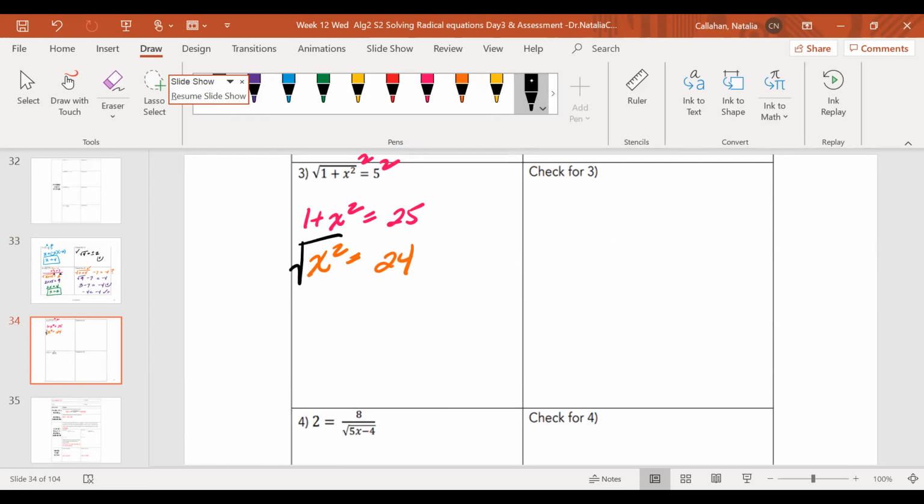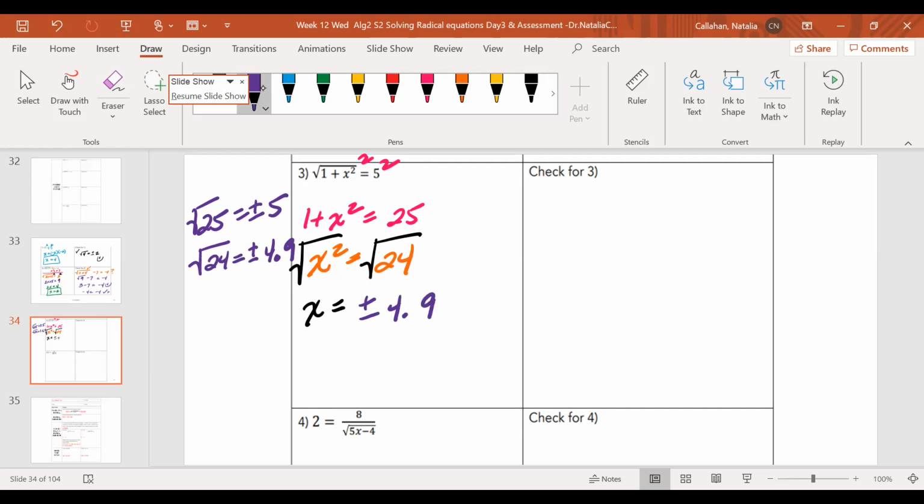Then you're going to square root both sides. Well, guess what? 24 is not a perfect square, so you're going to have to either use your calculator or you can use your head. Okay, you know the square root of 25 is plus or minus 5. You know that the square root of 24 is pretty close to 25, but it's going to be a little bit less. So if I had to make a guess, it might just be 4.9. So that is your answer, plus or minus 4.9.